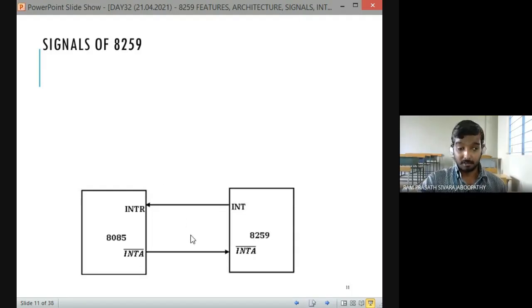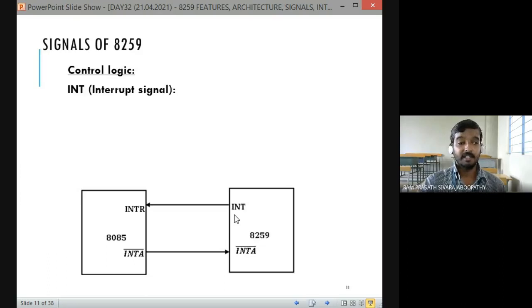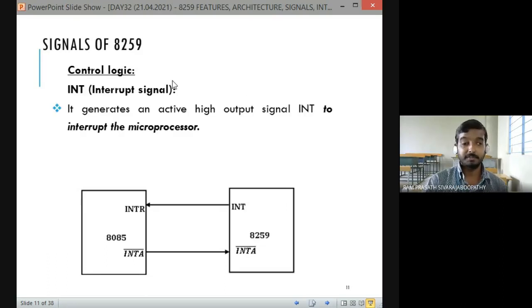Okay, coming to this diagram, you can understand. The INT, interrupt signal from 8259, must be connected to the interrupt pin of the processor, correct? It generates an active high output signal to interrupt the microprocessor. So where do we have to connect it? This generated interrupt must be connected to which pin of 8085? The INTR pin of 8085. Suppose I connect it to the TRAP pin, what is going to happen?